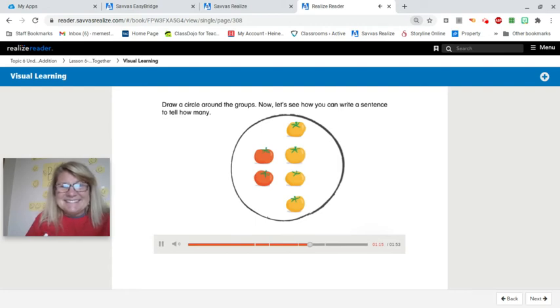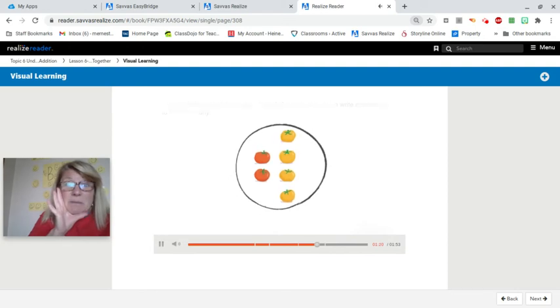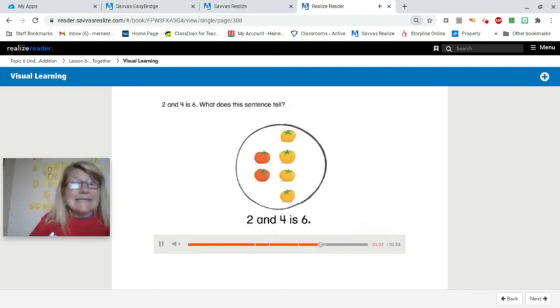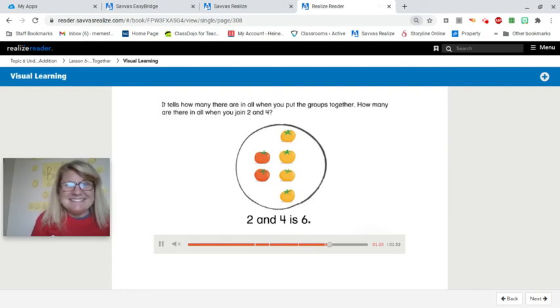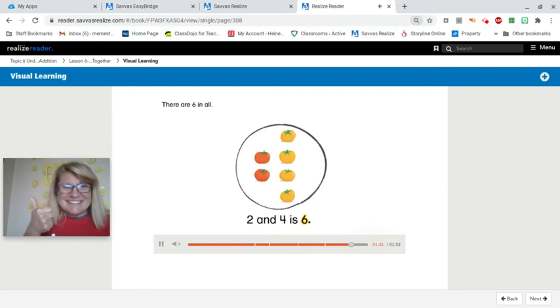Now let's see how you can write a sentence to tell how many. Here comes the cool part. Let's see if they use symbols this time. 2 and 4. Not yet. 6. What does this sentence tell? We're so far ahead of them. We know that it would be 2 plus 4 equals 6. It's coming soon. It tells how many there are in all when you put the groups together. How many are there in all when you join 2 and 4? There's 6. It hasn't changed, has it? There are 6 in all. Good work.